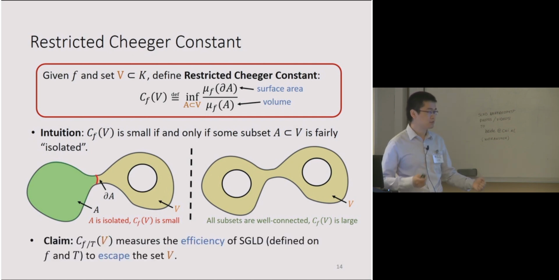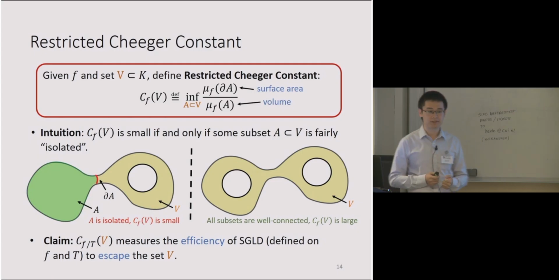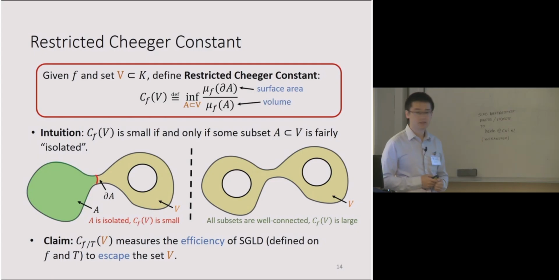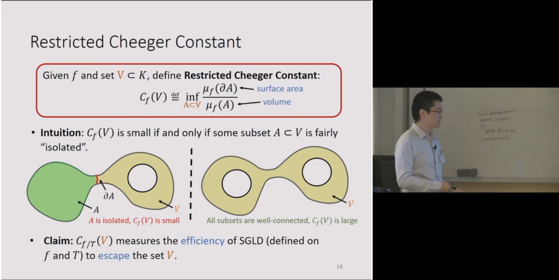Now, having this informal intuition, let's make a more formal claim on the connection between this quantity and the SGLD algorithm. We claim that the restricted jitter constant defined on function f over t and an arbitrary set V measures the efficiency of the algorithm for escaping the set V. Although rigorously proving this claim is non-trivial, it is not difficult to intuitively understand it.